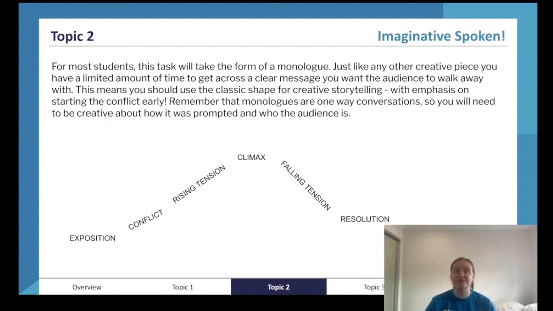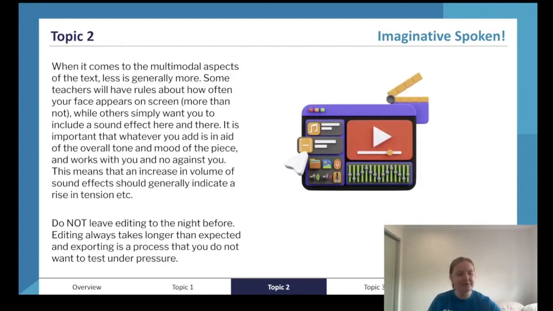Now, resolutions don't have to be happy. That's not the meaning or the definition of the word resolution. They just have to have a definitive conclusion to them. Important to note. All right, so when it comes to the actual multimodal aspects of the story, less is generally more. Some teachers will have rules about how often your face has to appear on screen. I've had very specific criteria from teachers, both from students and from myself in the past. I had a student whose teacher said that their face has to be on screen 75% of the time. So there are all sorts of criteria for that.